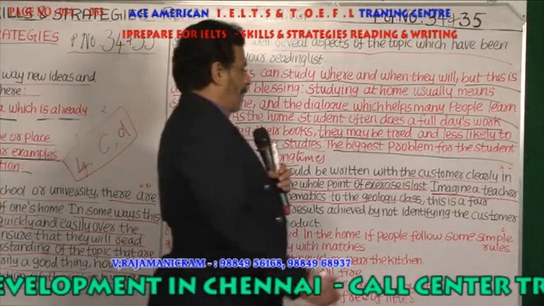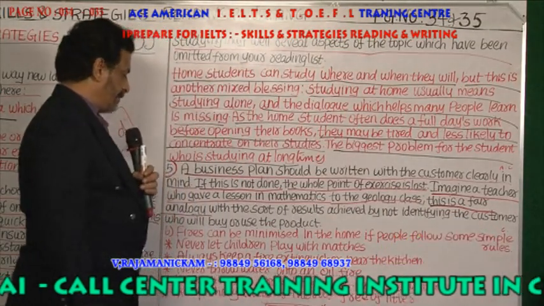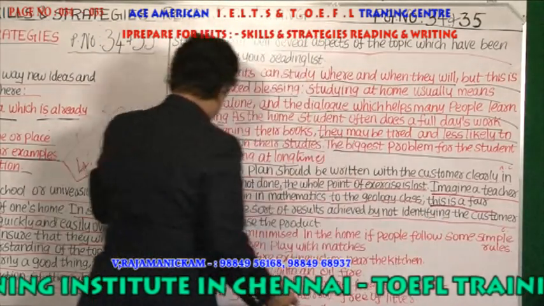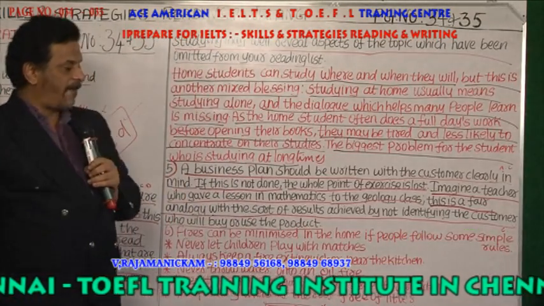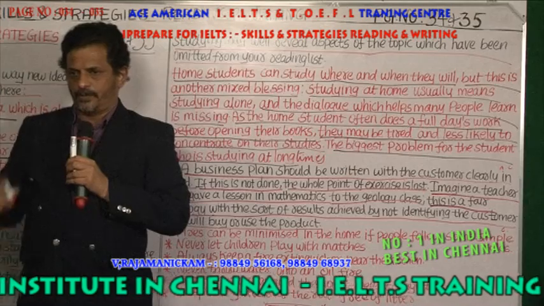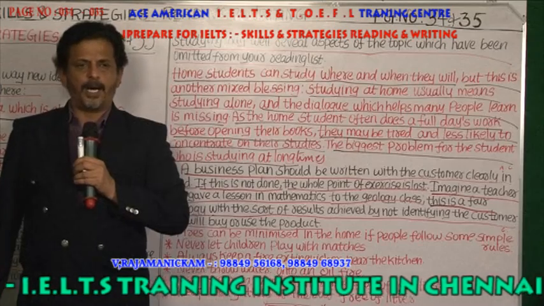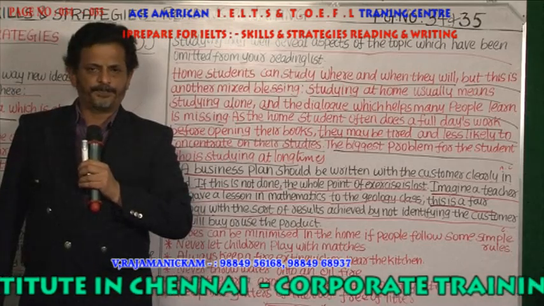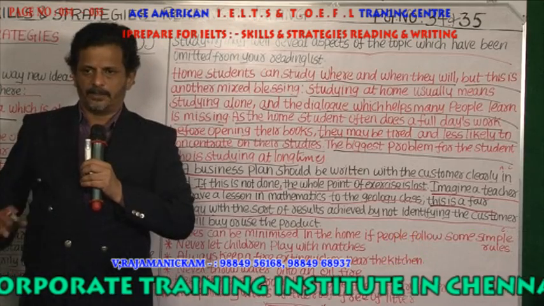Now, this is a fair analogy. Analogy means what? Comparison with the sort of results achieved by not identifying the customer who will buy or use the product. So, number 5 clearly states that whoever the customer is, you have to keep the customer in mind and do the business. He goes in for a fair analogy stating that a mathematics teacher who prepares the class comes and takes classes for the geology students. So see how it will be.